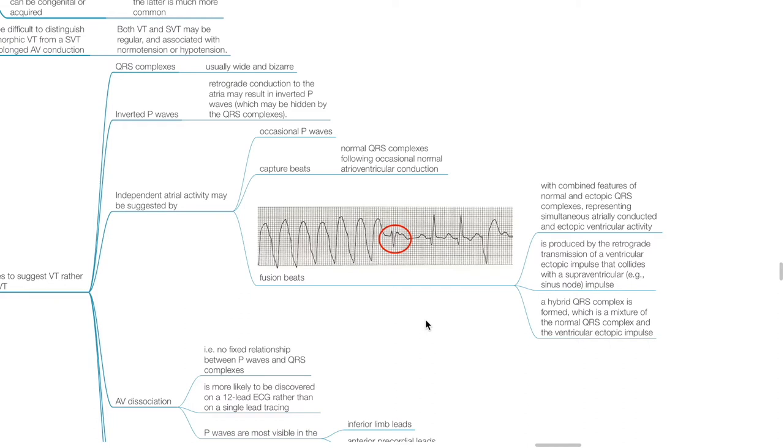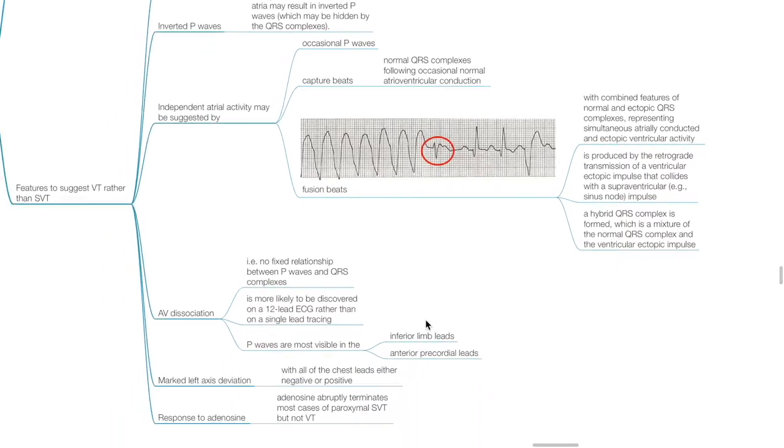Fusion beats are produced by the retrograde transmission of a ventricular ectopic impulse that collides with a supraventricular impulse. A hybrid QRS complex is formed, which is a mixture of the normal QRS complex and the ventricular ectopic impulse.